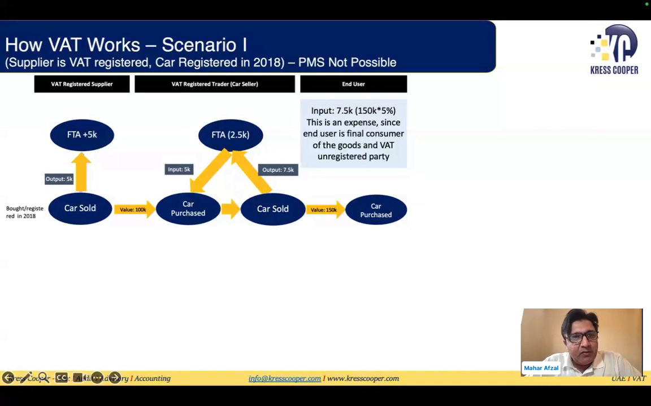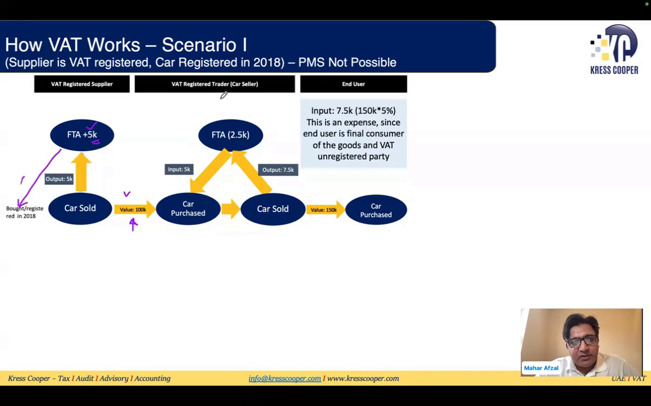The scenario is basically how VAT works. We all know this. This is a VAT registered supplier who has bought one car in 2018. Whenever the person is buying the car, they will be paying input tax, and whatever input tax they have paid, they would claim back from the FTA. Whenever they are selling the car, assuming at 100,000, that is the sales price, and there will be a purchase price as well. Here there will be input tax, here output tax. The net amount will go to the FTA, less the input tax.